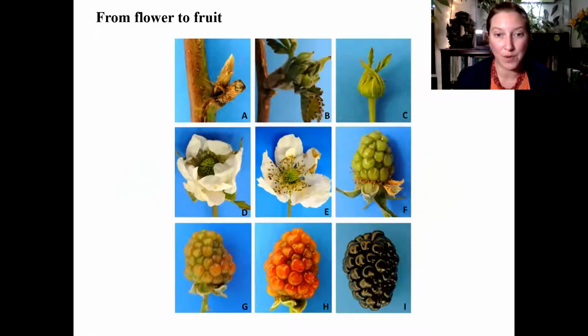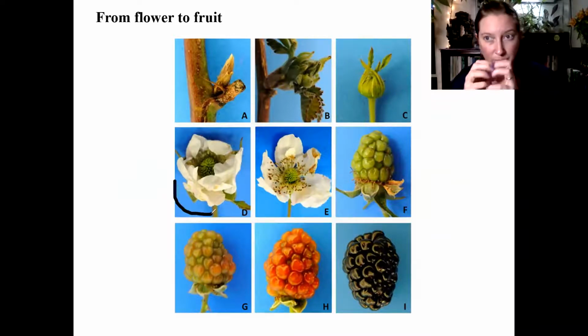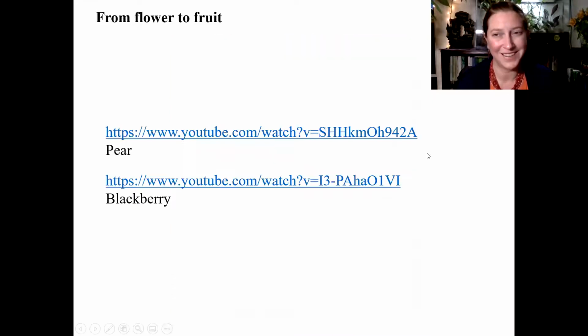Here is another example with blackberry. In C, you see the blackberry flower, but the sepals are still covering the flower, so you can't see all the flower parts yet. Here in D, the flower is starting to open. In E, it's all the way open and can get pollinated, and the seeds can begin to be made. And then ultimately the parts of that flower are going to swell up and you'll end up with a blackberry. So pictures are all well and good, but let's watch some time lapse.